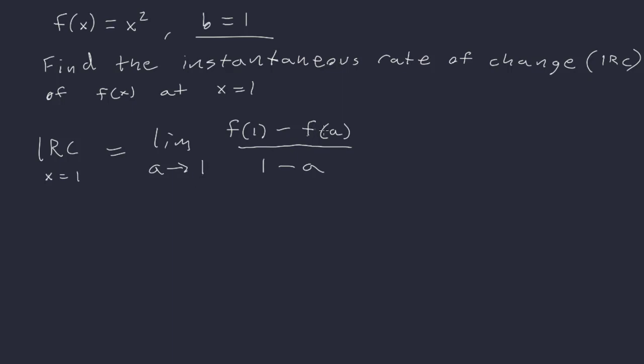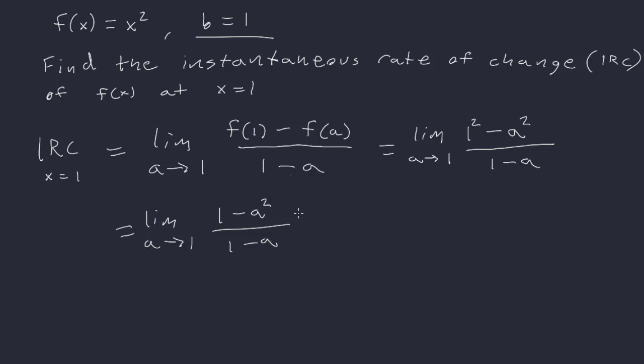All right, and we definitely cannot just plug the 1 in, because we get f of 1 minus f of 1 all over 1 minus 1. So this is always a 0 over 0 case. Okay, but if we just plug these values in, we'll get the limit as a goes to 1 of 1 squared minus a squared all over 1 minus a. So we'll get the limit as a goes to 1. This will simply just be 1 minus a squared all over 1 minus a.